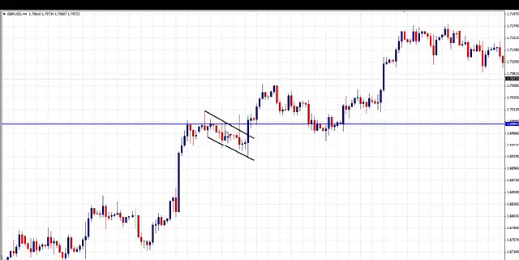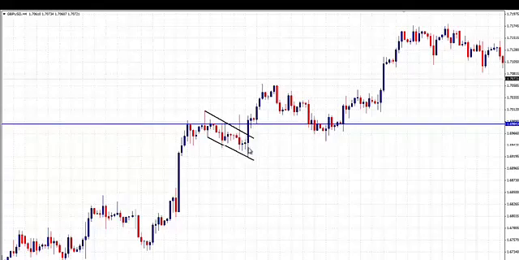And a flag is a continuation pattern, right? You need to wait for price to break to the upside and close above the flag to be able to trade or to go long. But in this case, since we have such a strong area of resistance just above the flag, we need a break above the area of resistance too, and of course a close above the area of resistance.